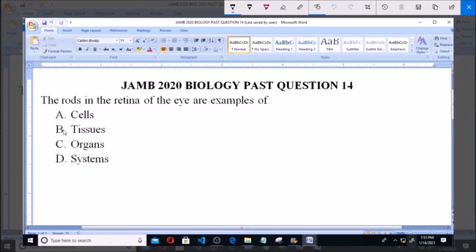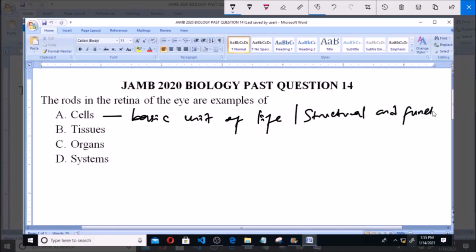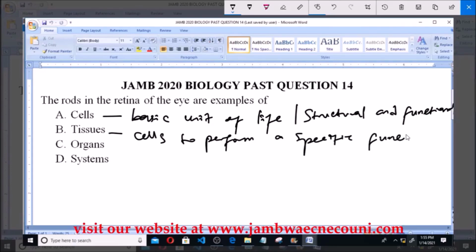Now, let's start by defining each of these concepts. A cell simply refers to the basic units of life, that is, the structural and functional units of life. Tissues are made up of cells which come together to perform a specific function. An example is the muscle tissue.